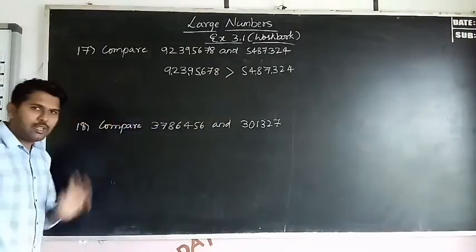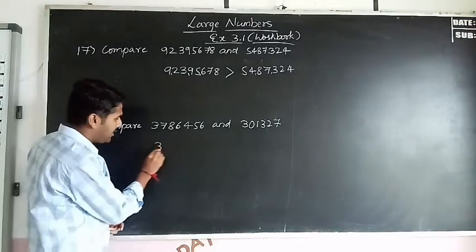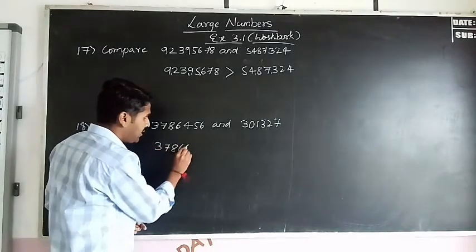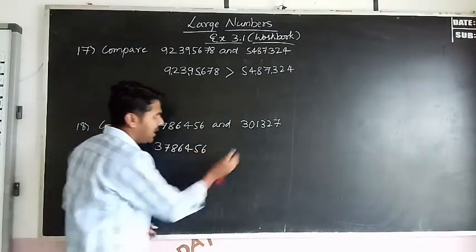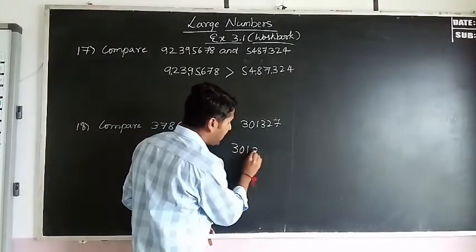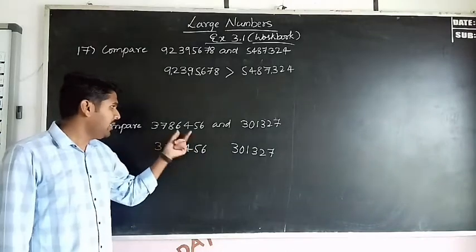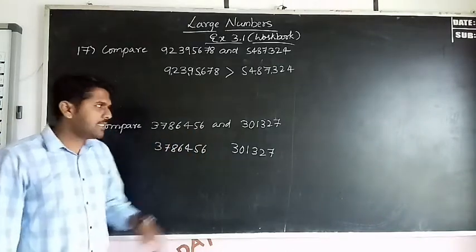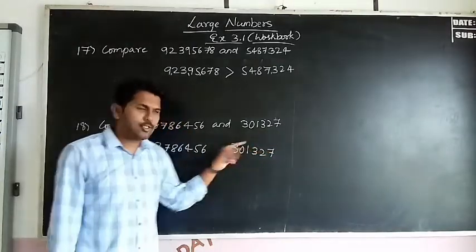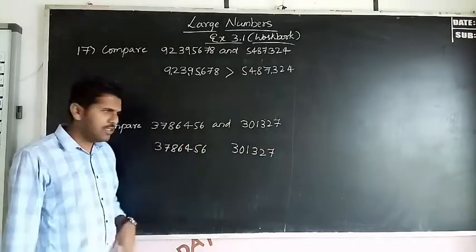Next, the 18th one. Again, write down that number 3786456. And here 301327. Otherwise, you can directly say, here how many digits are there? 7 digits. But here 6 digits. So this one is greater, obviously.